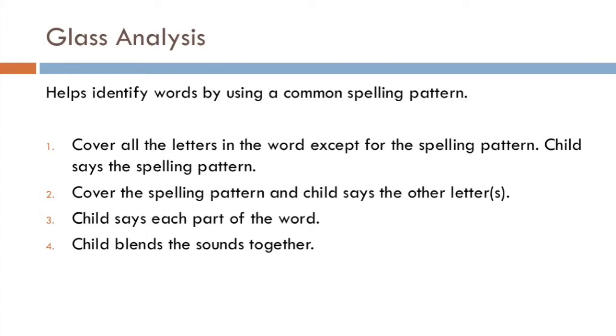Begin Glass Analysis with spelling patterns that the reader does not know. For example, ace, ang. Choose a Glass Analysis and WordMaster list and story for level 1 or 2, depending on the reader's ability to read the text.